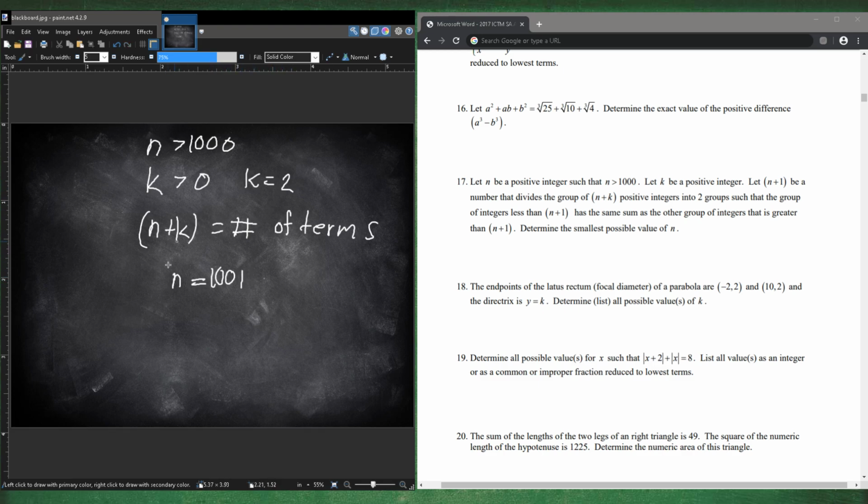So the number of terms is 1003. So it's going to split from 1002, right? That's why I chose 2 here, so that makes 1003, right? So that's the only number that's really bigger than 1002. So then if that's possible for 1003, that means n plus k, which is 1001 plus 2, is 1003, right? If 1003 is our biggest, that means we have 1002 more terms left.